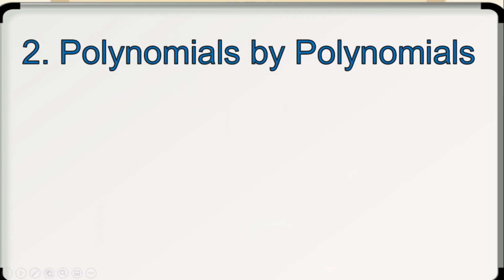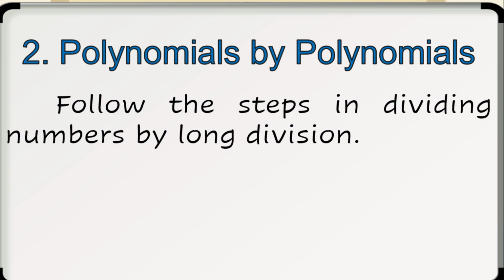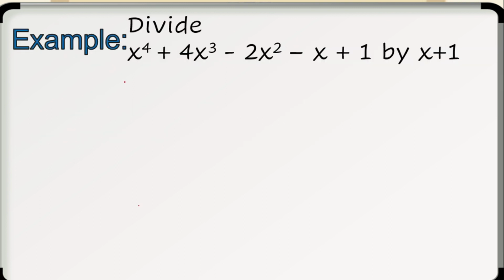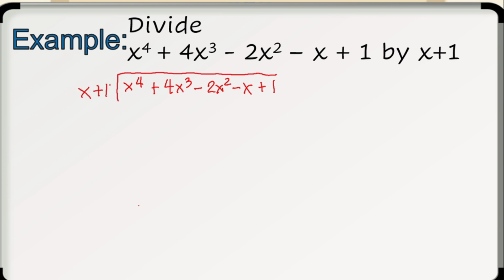Let's proceed to the rule in dividing polynomials by polynomials, where we have to follow the steps in dividing numbers by long division. Divide x raised to 4 plus 4x cubed minus 2x squared minus x plus 1 by x plus 1. Using long division, arrange the terms of the polynomial from highest exponent to lowest exponent. Replace the missing terms with 0.